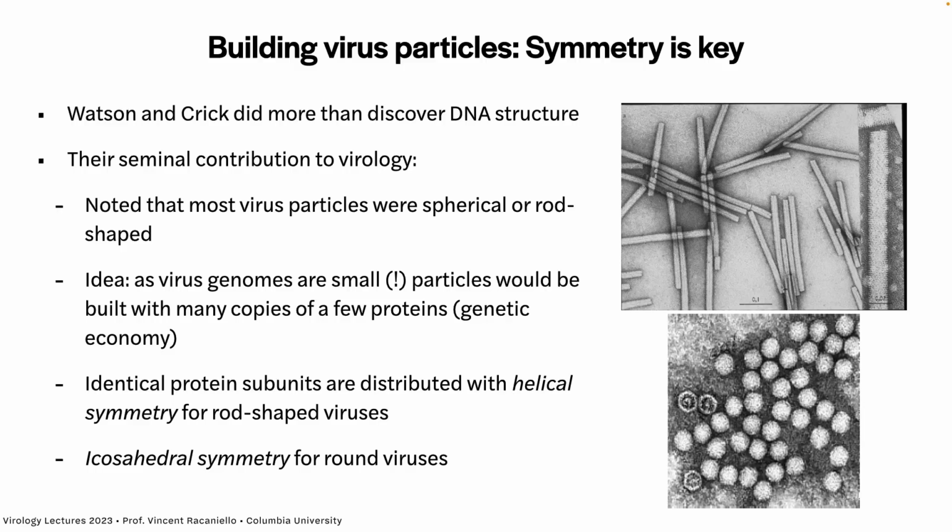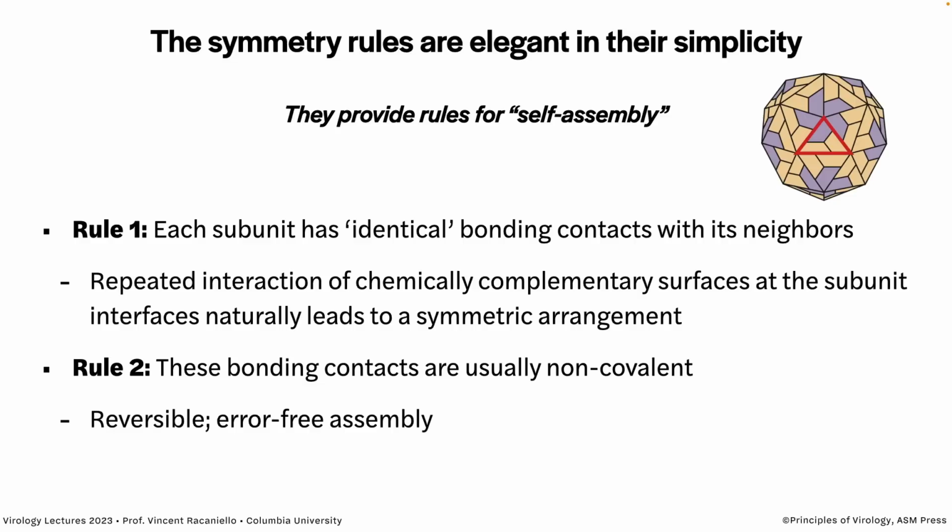And so they said these two kinds of particles, the rod-like and the spherical ones, are made in distinct ways. So the ones on the top right, that's the rod-like ones, they said these are helical symmetry. We make this by taking proteins and wrapping them around a nucleic acid using helical symmetry. I'll show you that in detail in a moment. And then for the round viruses, they said they're built with icosahedral symmetry. An icosahedron, of course, is a platonic solid. It's one of a number of different platonic solids. And this is one that is well suited, as you will see, to building virus particles.